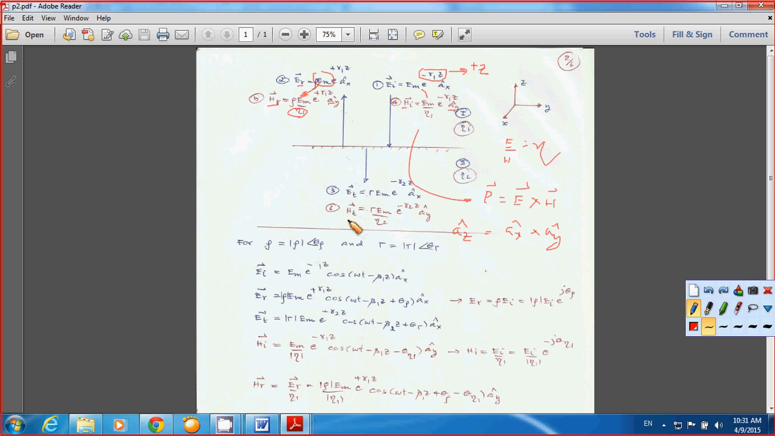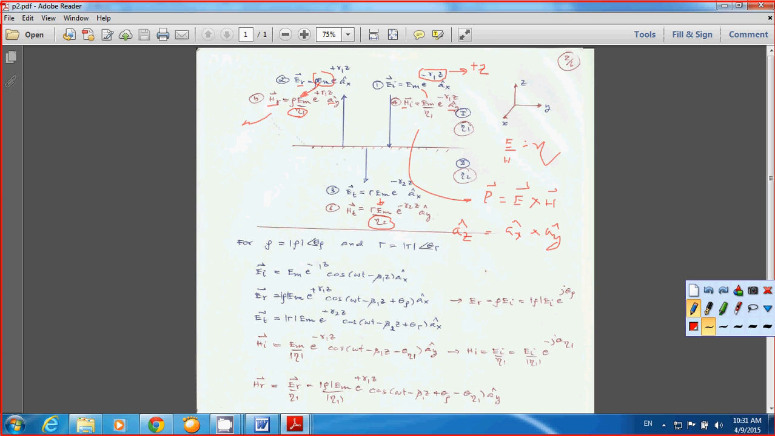And now for the transmitted magnetic field, you do the same thing. It becomes ET over eta 2, right? Because you are in media number 2. And the amplitude of the ET is tau EM, and you multiply by exponential negative gamma 2 Z. The component is still AY.